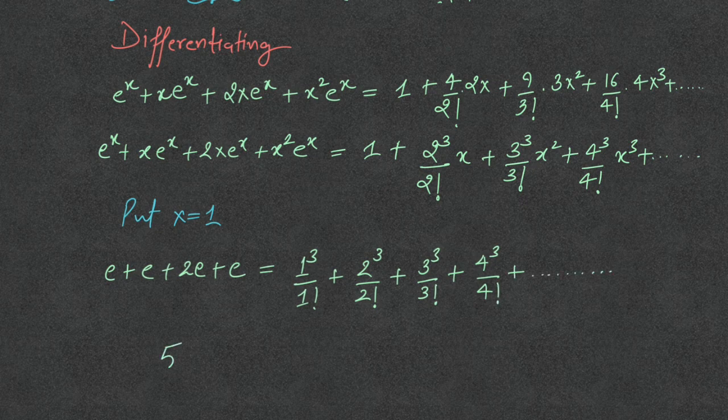Left hand side becomes 5e equal to, and this whole expression on the right hand side can be written as summation, n starts from 0 to infinity, n cube upon n factorial. That means 5e is the required answer of the expression.